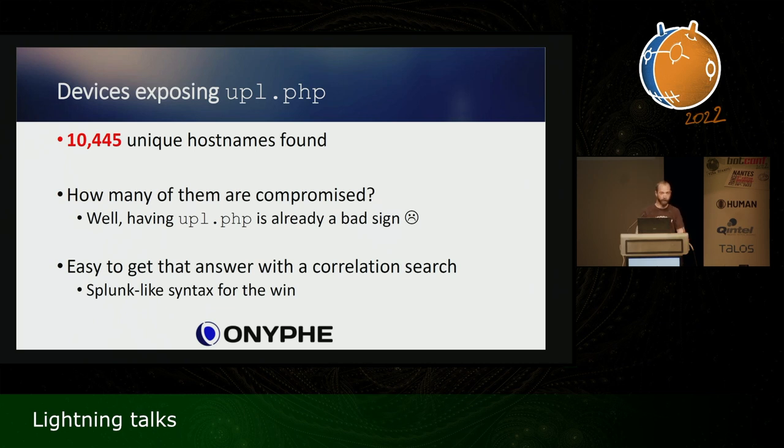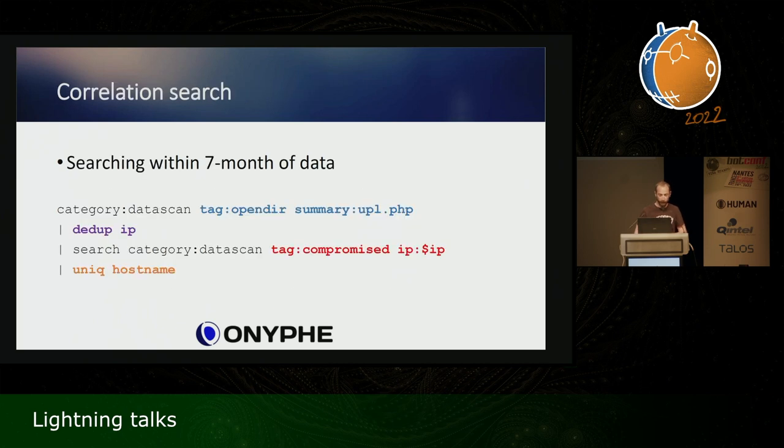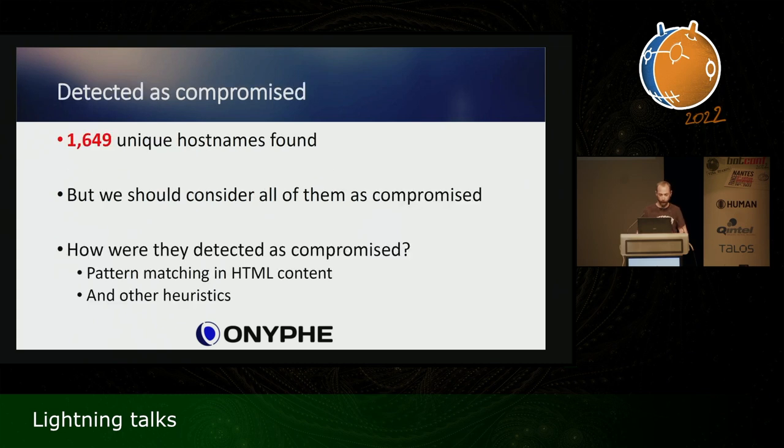So the next question is, how many of them are compromised? Well, having a UPL.php is already a bad sign, of course. With a Splunk-like syntax, we can do correlation. We extract the list of IP addresses hosting the file, we dedupe the IP addresses, and we run a second search, adding the tag compromised, stating the device has been compromised. And again, we search the unique number of host names. In the end, it's more than 1,600 unique host names which have been found. But well, we should consider all of them as compromised.